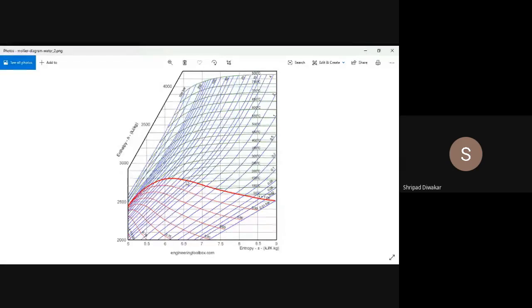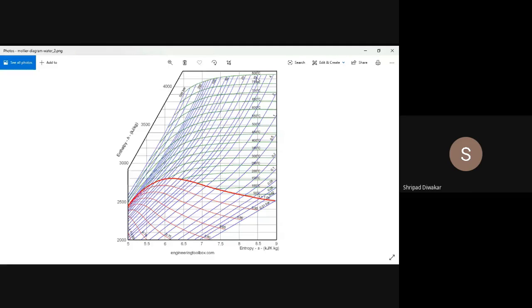Understood this one? Are you following? The intersection point is not properly overlapping that line, so we will take the approximate value. In the problem they have given 12 bar, which is not there on the chart, but 10 bar is there. Are you able to see 10 bar? I am keeping the cursor on 10 bar. The intersection point is not overlapping the graphical line exactly, but we will take the approximate value; you have to take care.